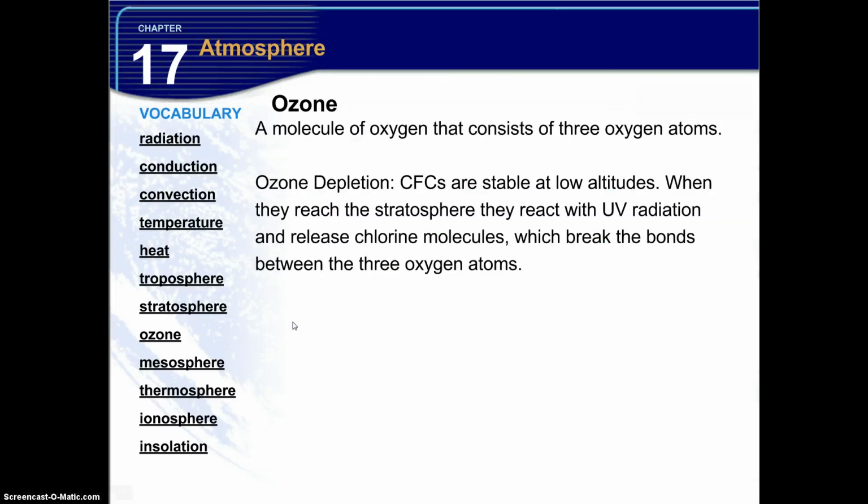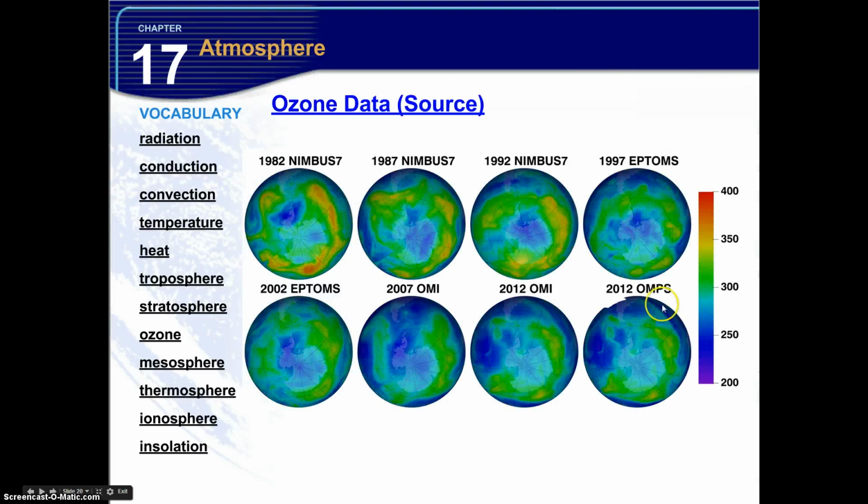Now ozone is a molecule of oxygen that consists of 3 oxygen atoms. Ozone depletion comes from chlorofluorocarbons, or CFCs, which are stable at low altitudes, but when they reach the stratosphere they react with UV radiation and release chlorine molecules. These chlorine molecules break the bonds between the 3 oxygen atoms.